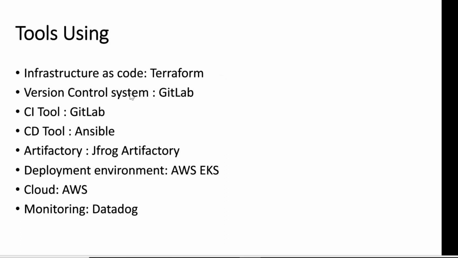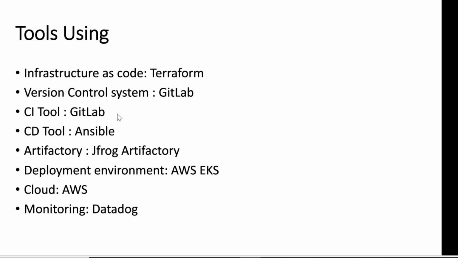Next, version control system: we are using GitLab. Next, CI tool, which is what we use if we want to build or deploy something: we are using GitLab, especially for GitOps. Even application deployments we do using GitLab. Actually, we call them GitLab runners. I will talk about GitLab runners.